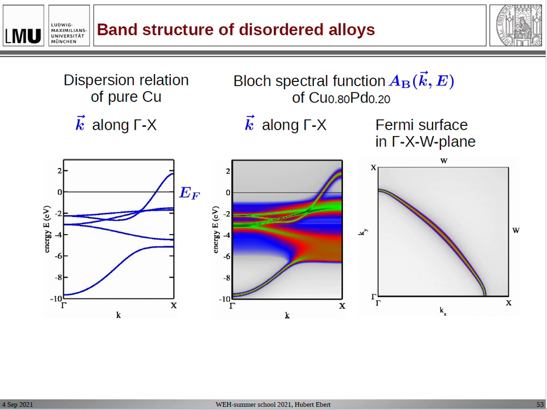So what you have obviously for that system, copper 80, so it's copper rich, you still have the remainders present of what you know from the copper dispersion relations, so you see these relations.